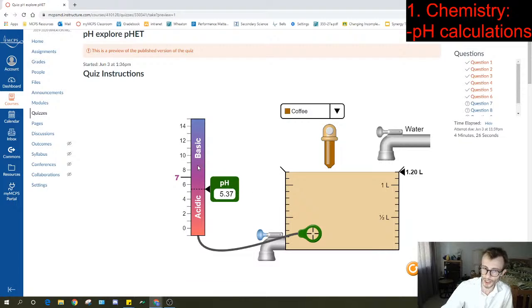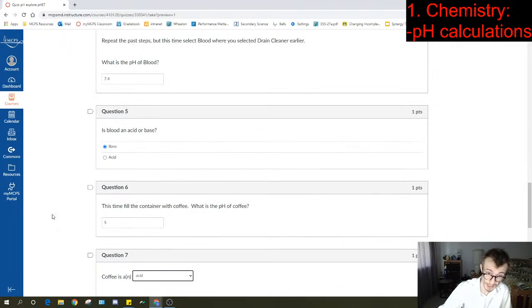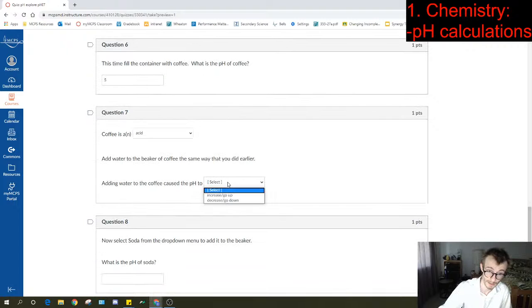So this time, the pH went up. If you look back previously, when I did it with drain cleaner, the pH went from 13 and it got a little bit smaller. Now I started at 5 and I'm getting a little bit bigger. So the opposite thing is happening. Increase, go up.